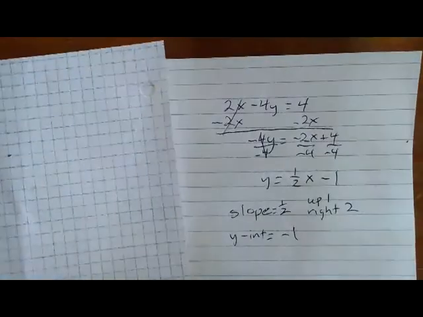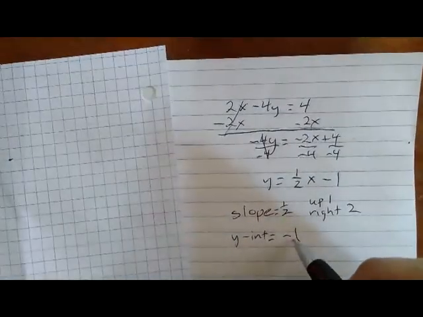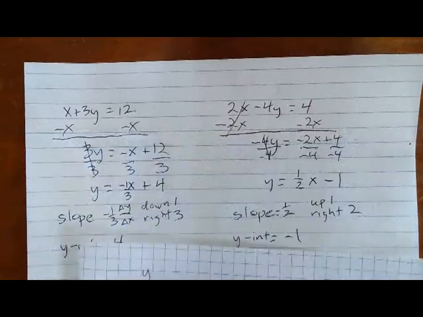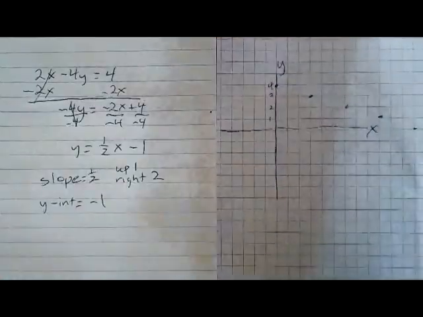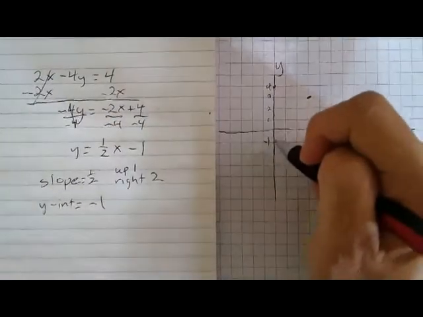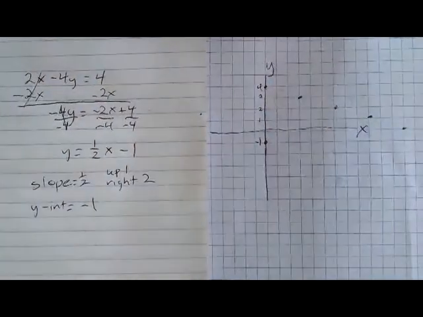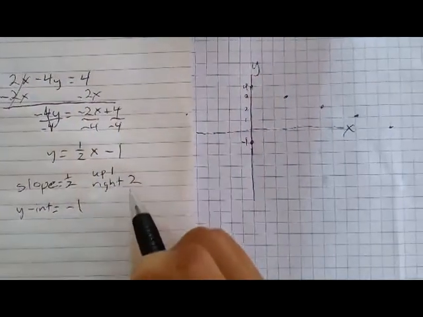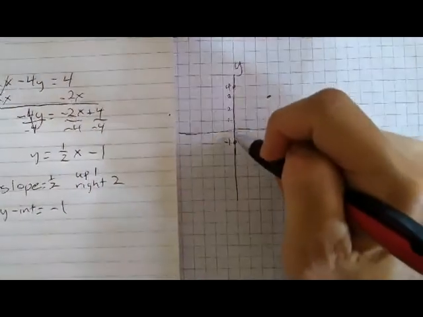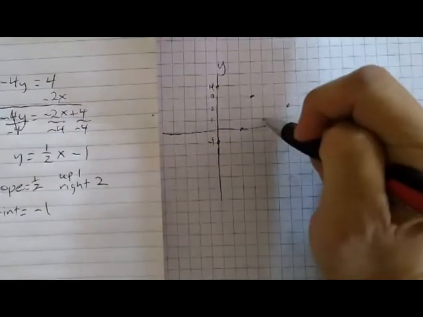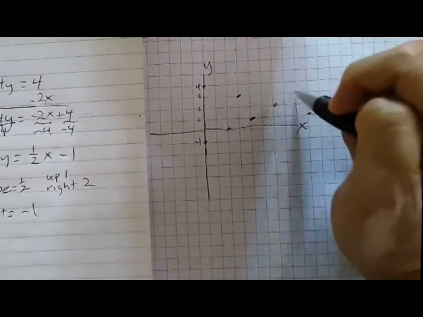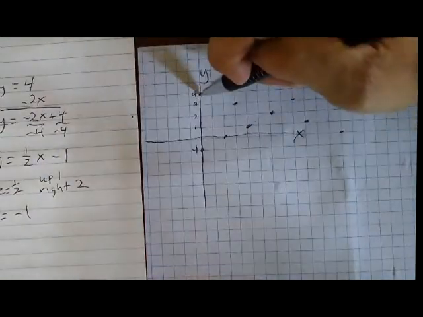The second equation, y-intercept is at negative 1. So I put a dot at negative 1 on the y-axis. My slope, go up 1, 2 to the right. So up 1, 2 to the right. Oh, sorry, I should have connected the dots.